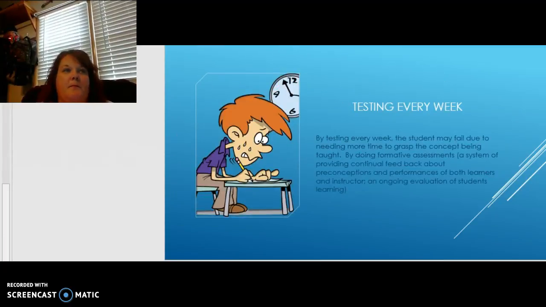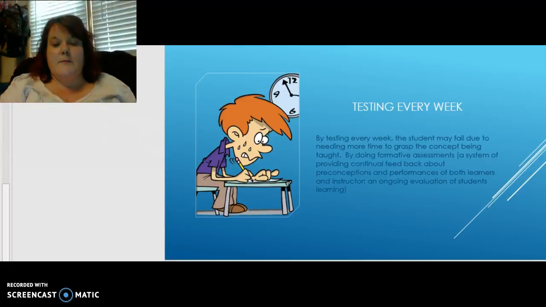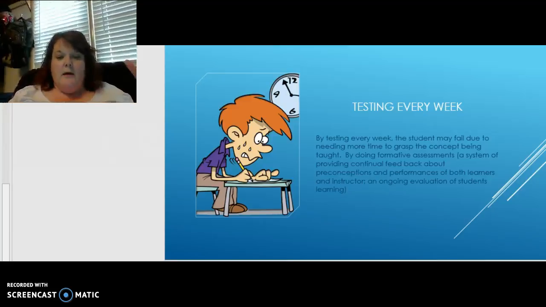Testing every week. This can be daunting for some students, and it can be stressful because some students don't understand something, they haven't mastered the content, and they need more time. So instead of having a weekly test, doing a formative assessment, which is the ongoing assessment, helps them and helps you understand that they've learned it. Now, should they have a test for content and skill? Yes. Would weekly tests help? Yes, but a weekly test shouldn't always be what you base everything on.